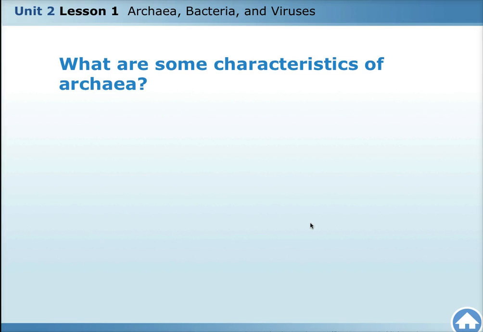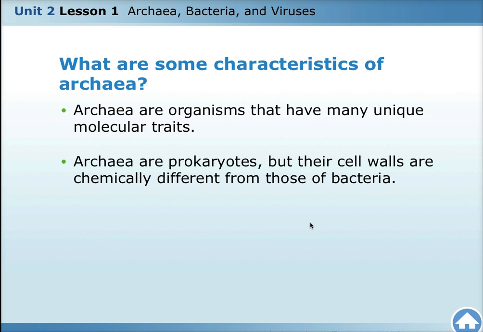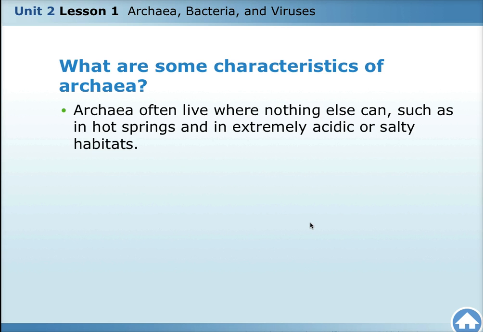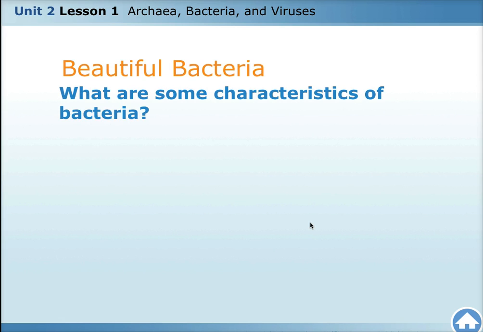So what are some characteristics of the archaea, following along on your textbook on page 81? Archaea are organisms that have many unique molecular traits. Archaea are prokaryotes, but their cell walls are chemically different from those of bacteria. Some molecules in archaea are similar to molecules in eukaryotes. Some molecules in archaea are not found in other living things. Archaea often live where nothing else can, such as very hot springs and in extremely acidic or salty habitats. Archaea flourish near deep-sea vents where no light reaches, and they can use sulfur to convert energy.